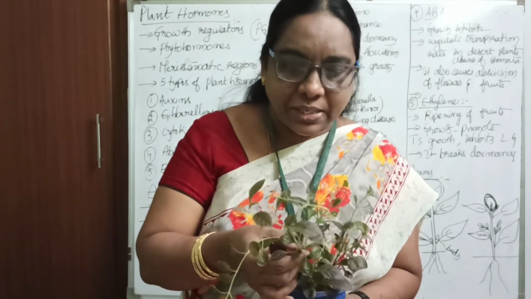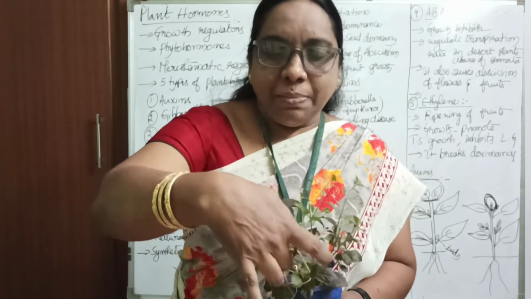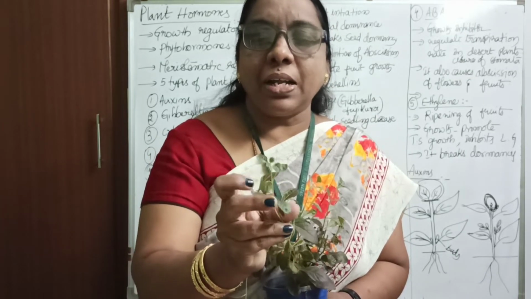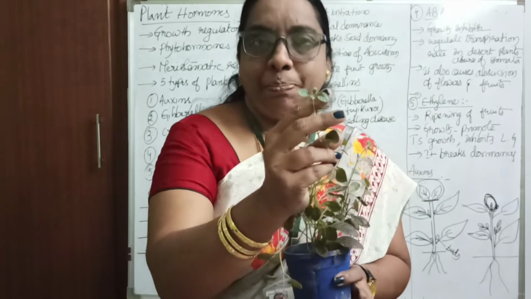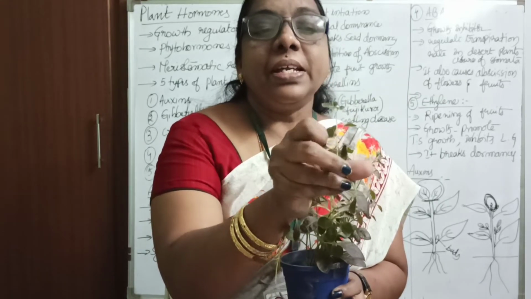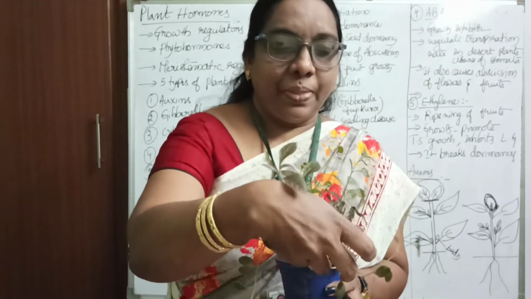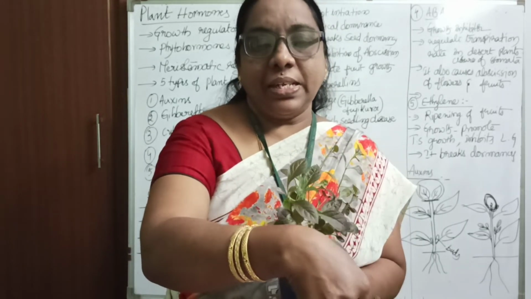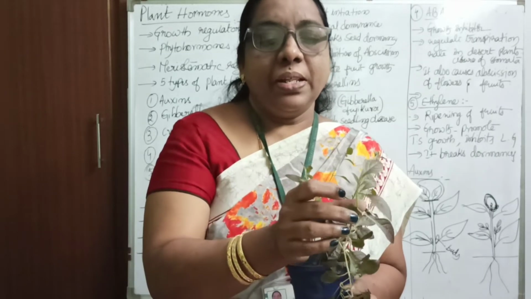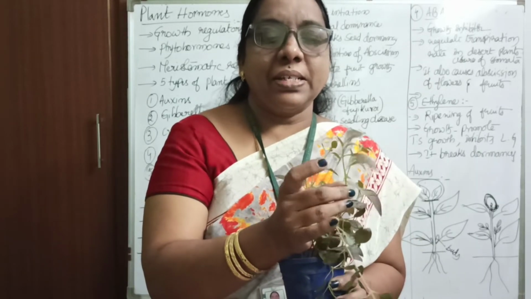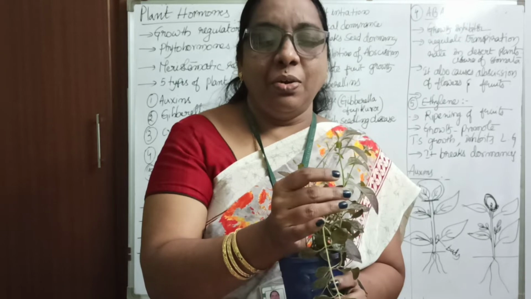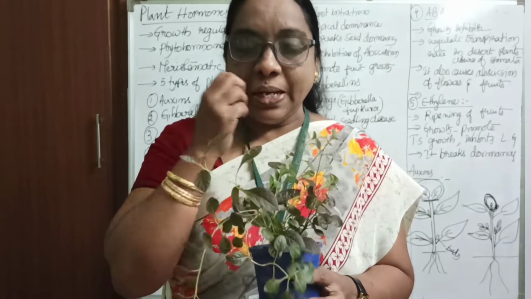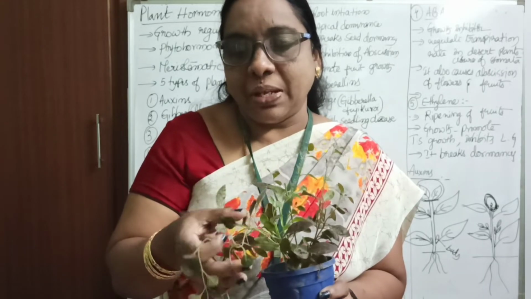If you observe this particular stem, this particular part is called the terminal bud, the tip part. These are the leaves. The gap is present where the leaf is arising. We can see this gap. This particular gap we call the internode. This is called the node. From the node, what is arising? Leaves are arising. Here also we can see the same thing.